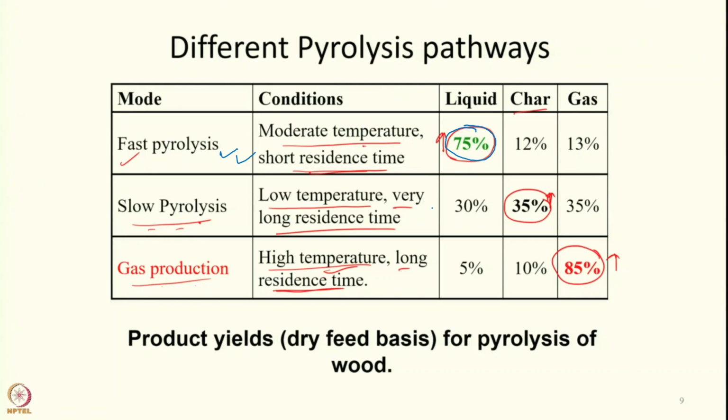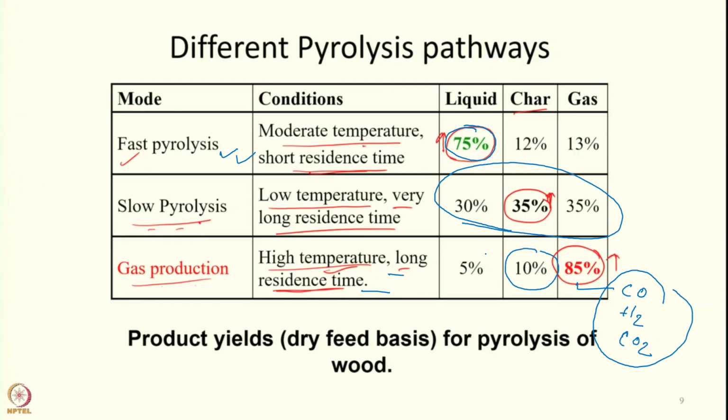Slow pyrolysis will produce almost similar amounts of liquid, char and gas. If we go to high temperature and long residence time, obviously everything will be burned out, and finally gas will be produced: carbon monoxide gas, hydrogen gas and carbon dioxide gas. Only a very small percentage of char and liquid will be produced, because everything is completely combusted for gas production at high temperature and longer residence time.